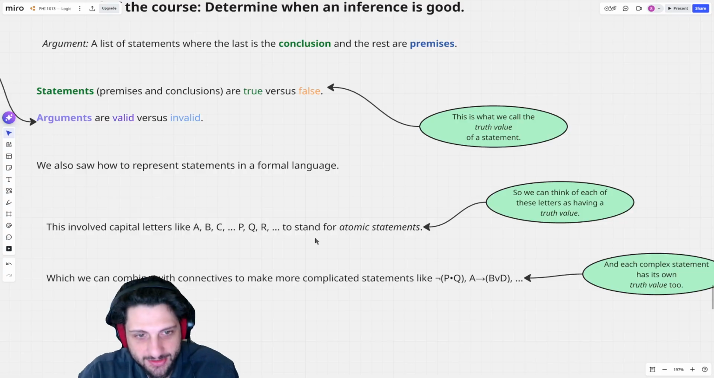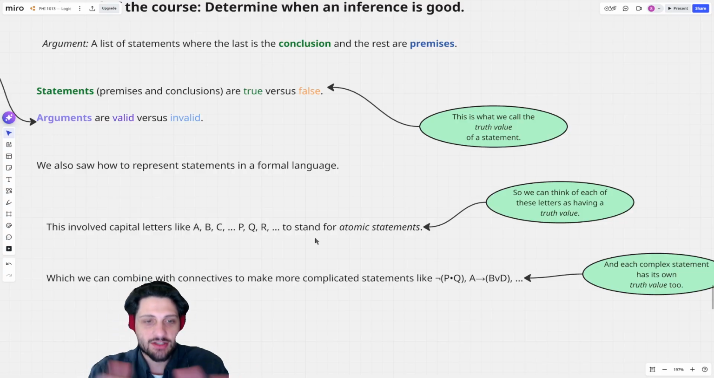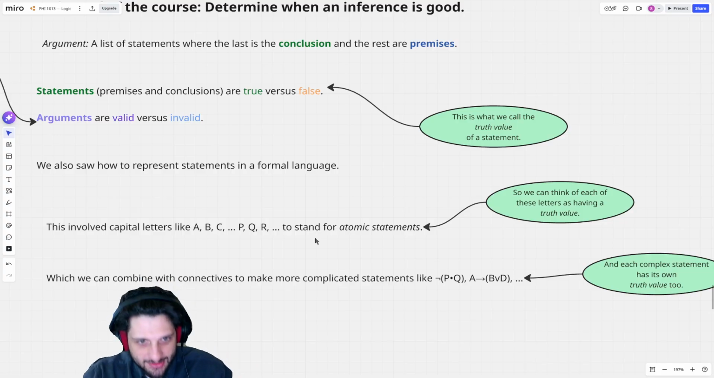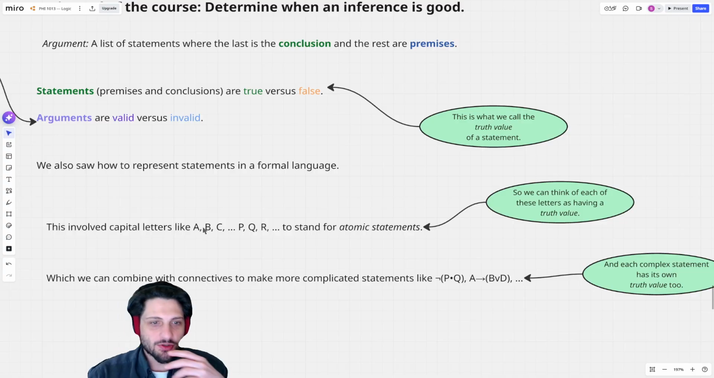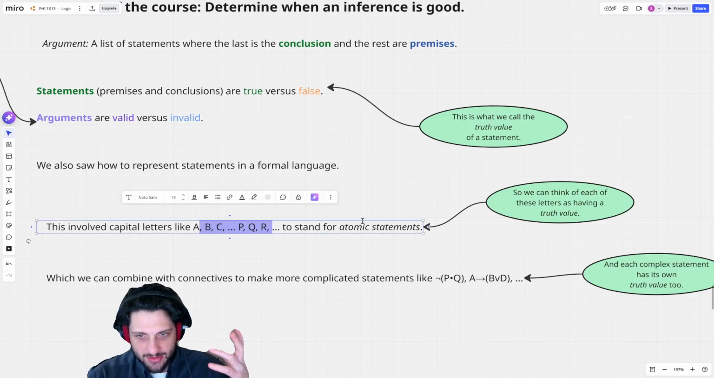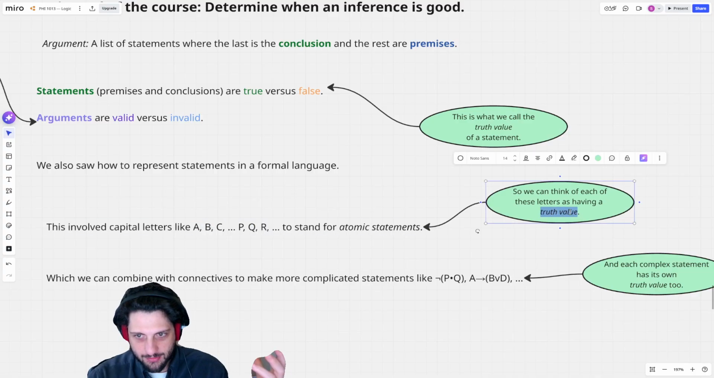We're not saying Socrates is true or false. We're saying Socrates is a human. The statement is true or false, right? So each of these letters stands for a statement, and each of them has a truth value.